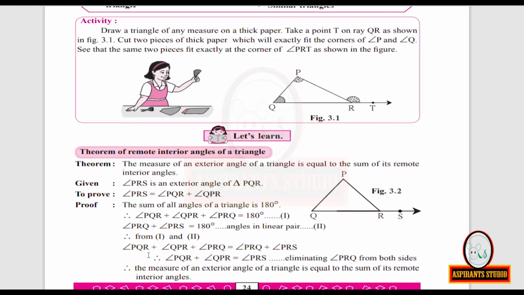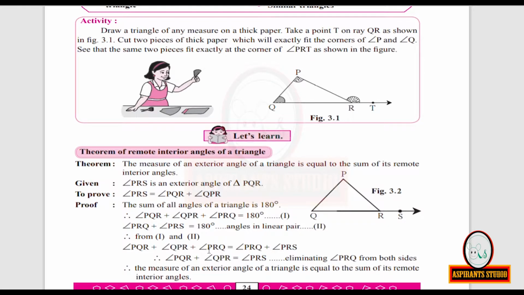Measure of angle PQR plus measure of angle QPR plus measure of angle PRQ is equal to measure of angle PRQ plus measure of angle PRS. Now look at this equation. You can see measure of angle PRQ on the left hand side as well as on the right hand side of this equation. So we can eliminate it.